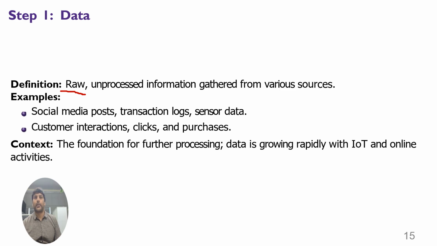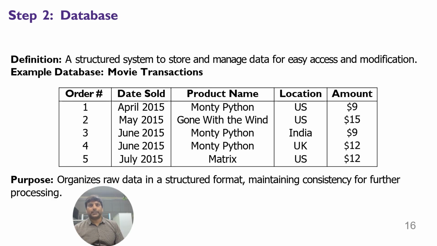In the next slide, we have the database. We already had an overview of databases. What is a database? A database is a structured or systematic way to store and manage data for easy access and modification. For example, we have one table. Data is always saved in the form of objects called tables and other objects. A table is the main object within a database.